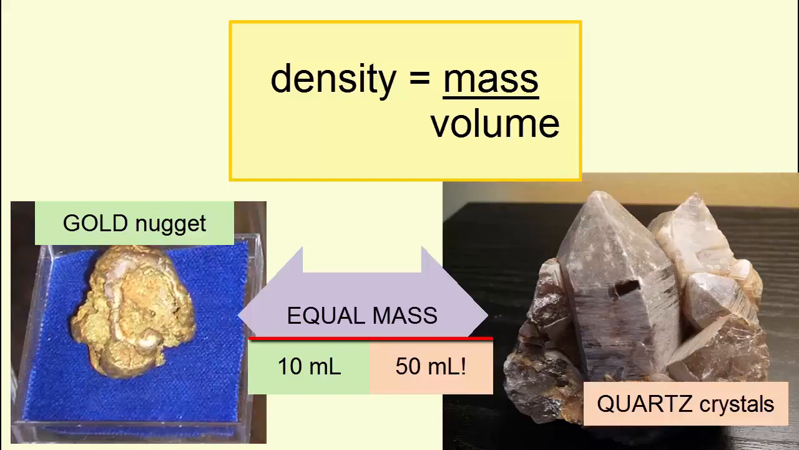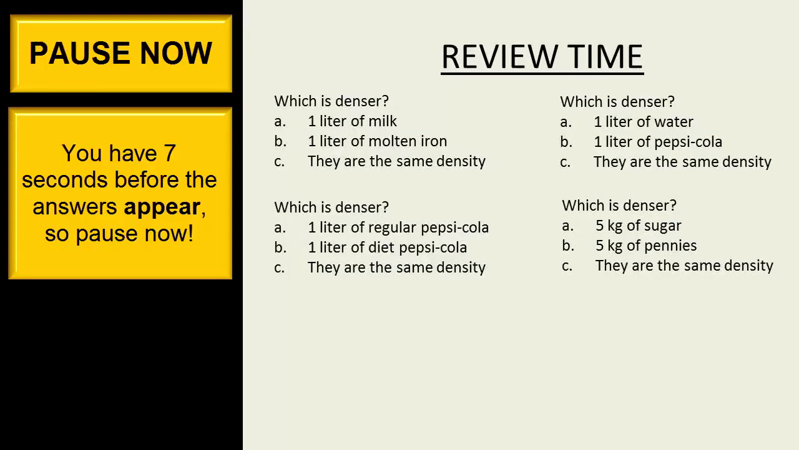Now they are present in the same mass. Are they the same density? No. With the same mass, the material that is smallest in volume is the most dense. The gold nugget is still densest. Pause now.